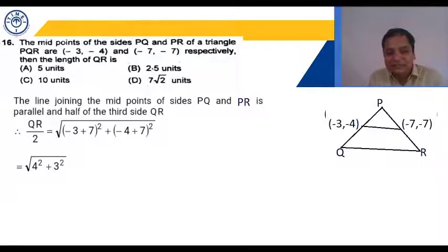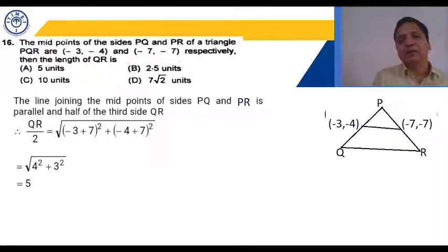4 square is 16. 3 square is 9. 16 plus 9 is 25. The square root of 25 comes out to be 5. The first option is 5 units. It may be possible that in a hurry you mark the answer as 5. But the answer is not 5. This is the length of the line joining the midpoints of sides PQ and PR. The first option has been deliberately put as 5 units, but this is not my answer.